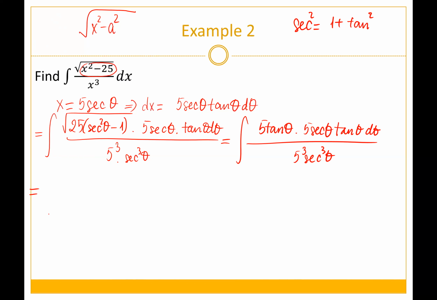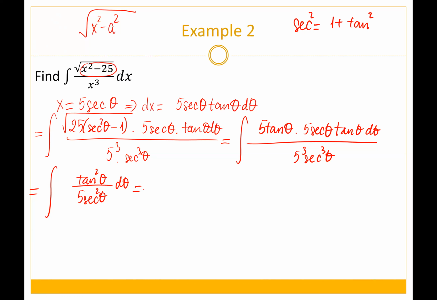To simplify the problem, what we're going to have is tangent squared theta divided by 5 secant squared theta d theta. Now this is a kind of deadlock for us because we wouldn't know where to go from here.